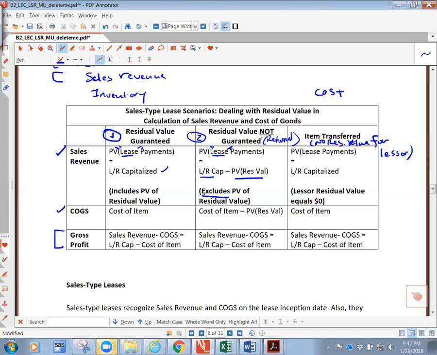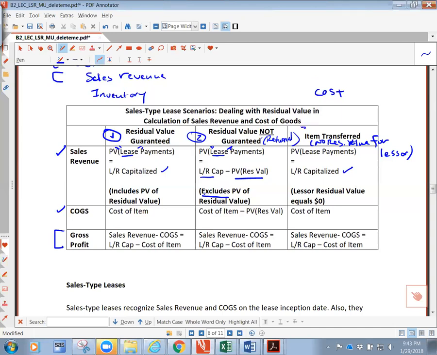And finally, if the item is transferred, it's weird. The item is transferred, so they don't have a residual value, so it does exclude the residual value. But when the lessor included the idea that they weren't going to get a residual value, they made it up in the payment. So the lease receivable capitalized doesn't include a residual value, okay? But the residual value is zero. So you can think of the present value of residual value being zero. If you subtracted it from both sides, it'd still be the same thing. All right? So in a sense, it's kind of weird.